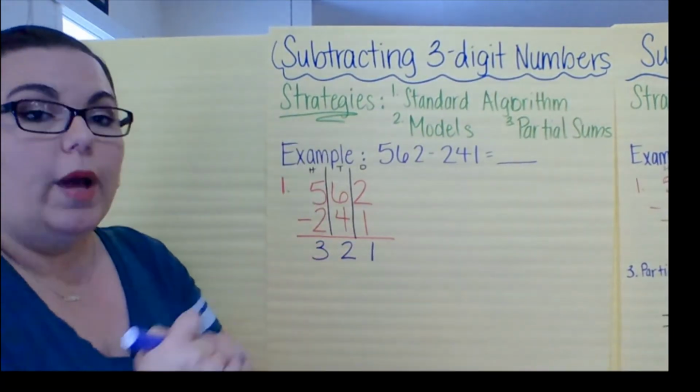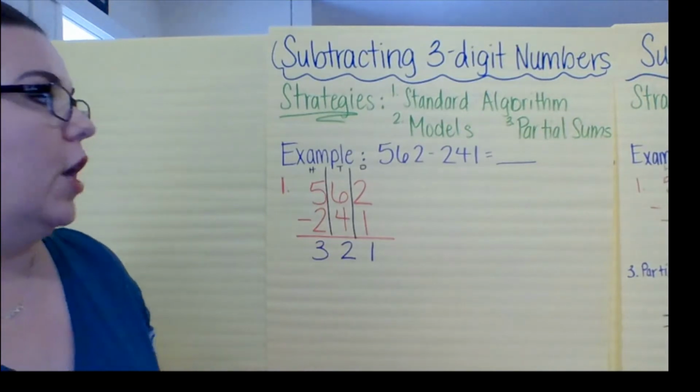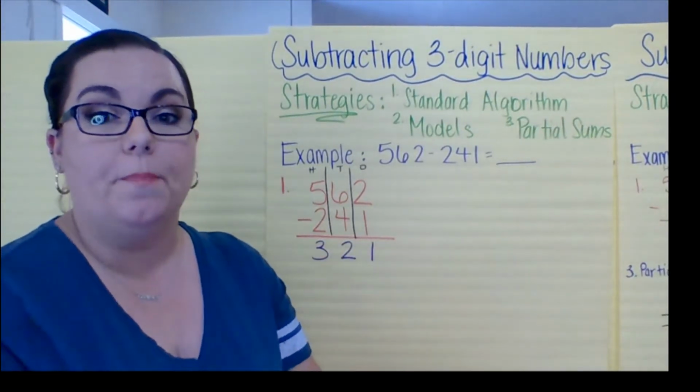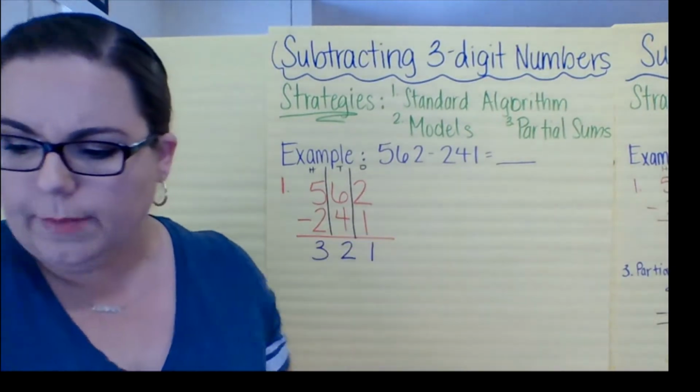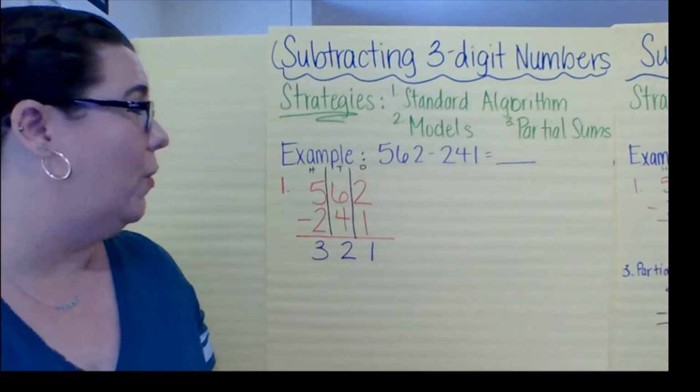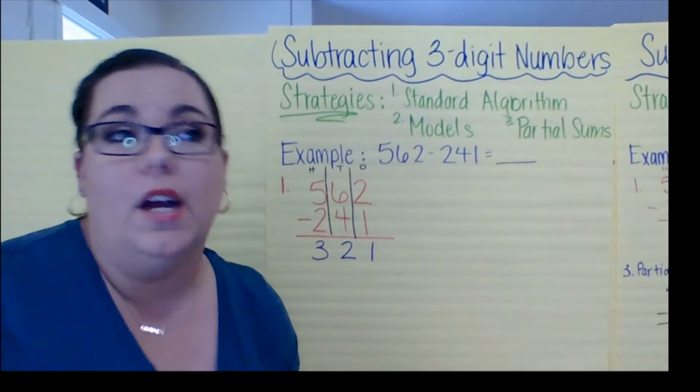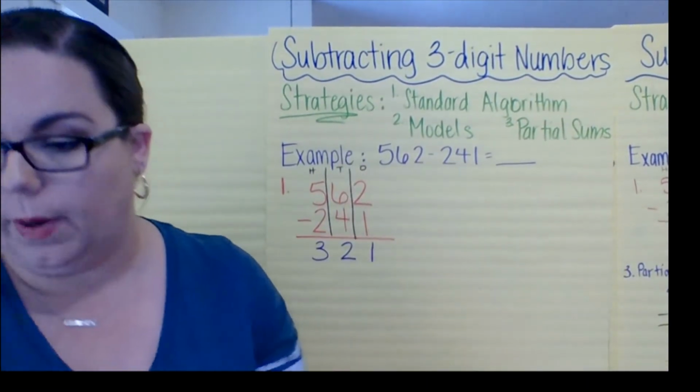Easy, simple way. I know most people like this strategy, and that's perfectly fine. But I am going to show you the other 2 because we're all different, and sometimes we like to use different things. Or, hey, you know what? I'm bored. I did standard algorithm 100 times last week. Let me try something else, right?